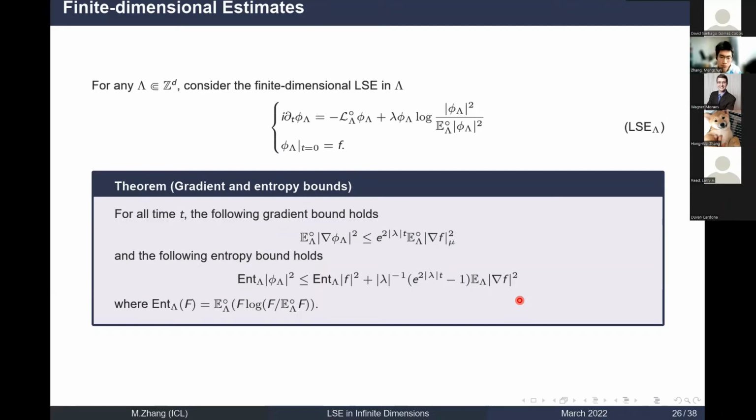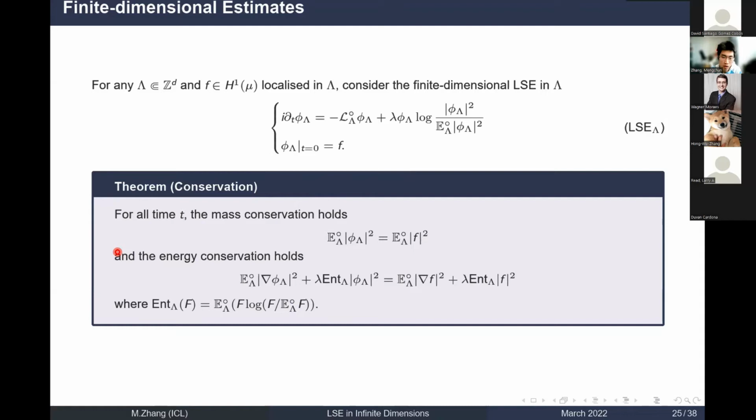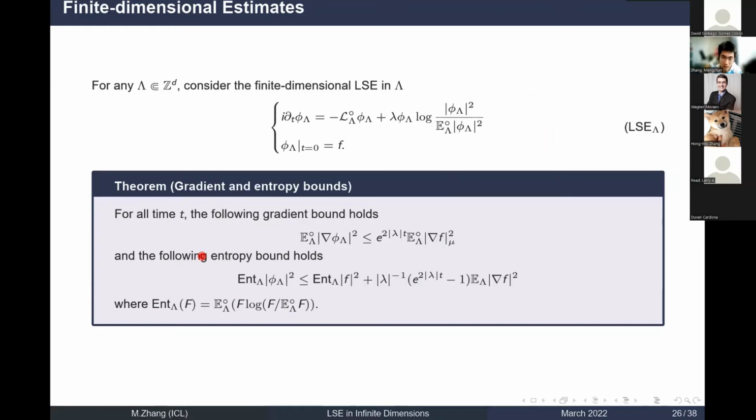The important thing here is that all these bounds and also the conservation law are actually independent of the volume of lambda. So no matter how large lambda is, you always have these two kinds of results, and the constant remains the same. Therefore, you can expect that we can use some sort of compactness argument, because if you have an increasing sequence of solutions, which is increasing in volume, but for all these solutions, you always have the same estimates, you can apply some compactness argument to deduce a weak convergence for your sequence.